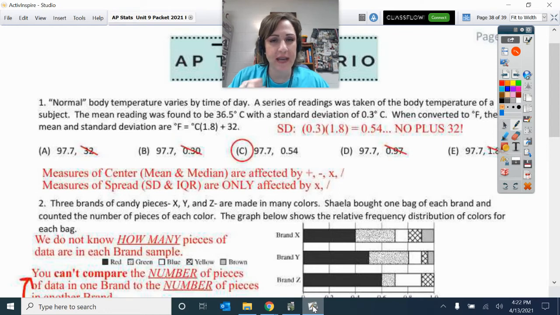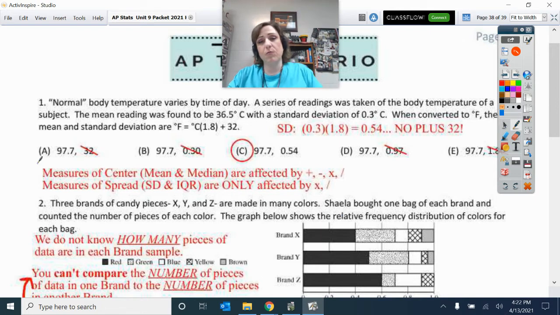All right, let's take a look at our AP tester trio. So this is talking about transformations. We're transforming through a function, maybe in this case from Celsius degrees into Fahrenheit degrees. Since we don't have all the individual pieces of data to recalibrate every one and then compute, we need to know how these measures of center and spread are affected by this function.